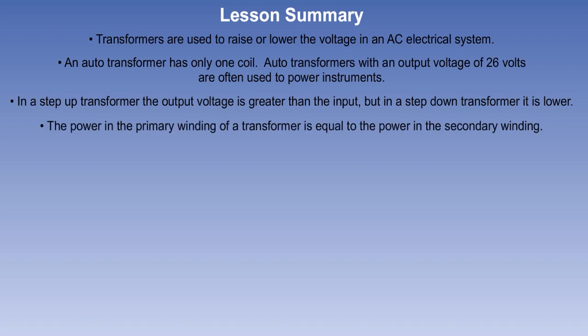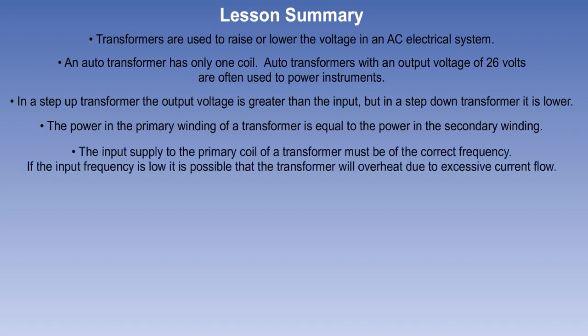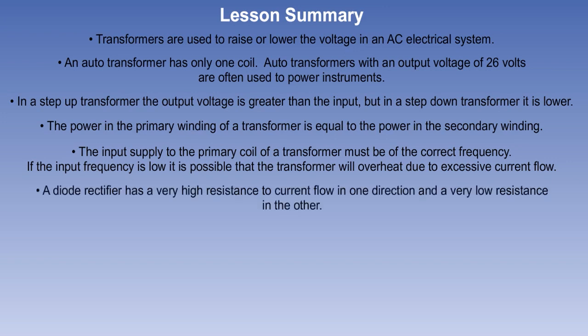The power in the primary winding of a transformer is equal to the power in the secondary winding. The input supply to the primary coil of a transformer must be of the correct frequency. If the input frequency is low, it is possible that the transformer will overheat due to excessive current flow. A diode rectifier has a very high resistance to current flow in one direction and a very low resistance in the other.